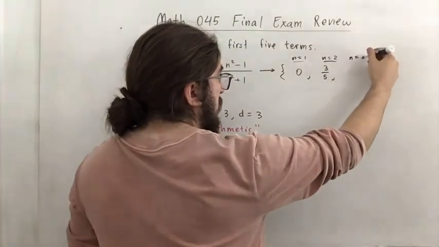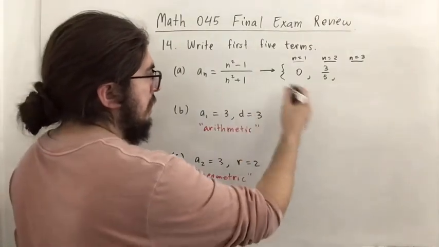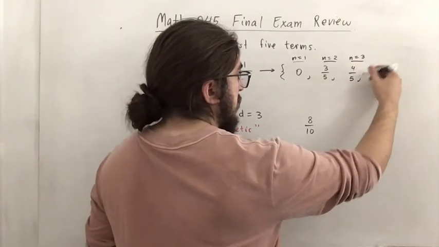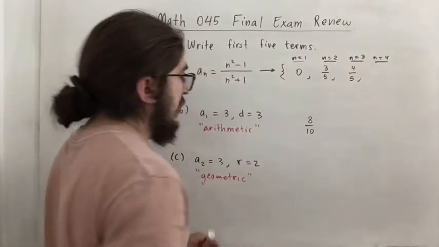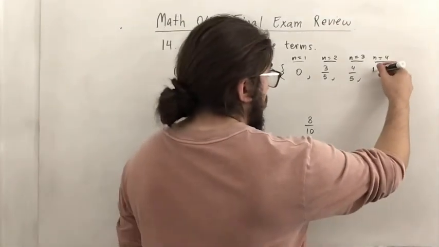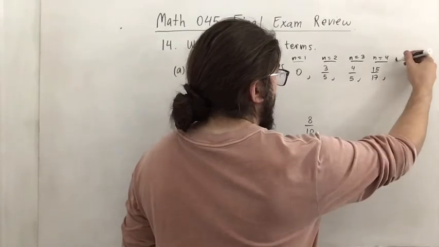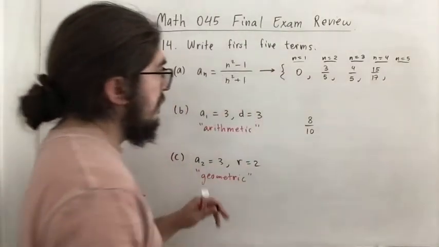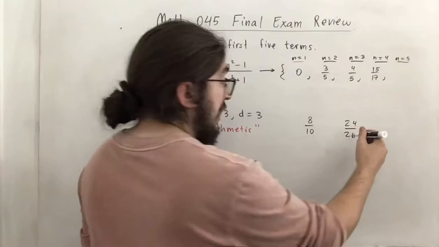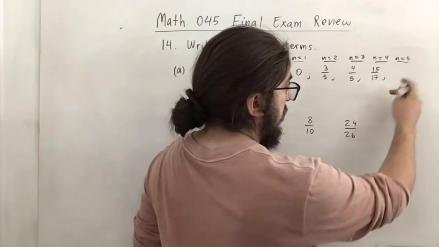Okay. When n is equal to 3, 3 squared is 9, so it's 9 minus 1 over 9 plus 1. So that's actually going to be 8 over 10, right? But that reduces to 4 over 5. When n is equal to 4, 4 squared is 16. 16 minus 1 is 15. 16 plus 1 is 17. That doesn't reduce, so that's just 15 over 17. And one more for n equals 5. 5 squared is 25. 25 minus 1 is 24, and 25 plus 1 is 26. That also reduces by dividing by 2, just like the n equals 3 case did. And that's going to be 12 over 13.